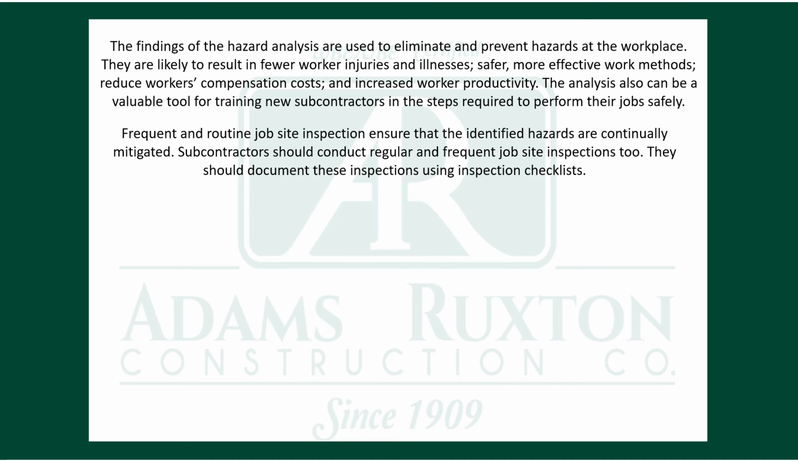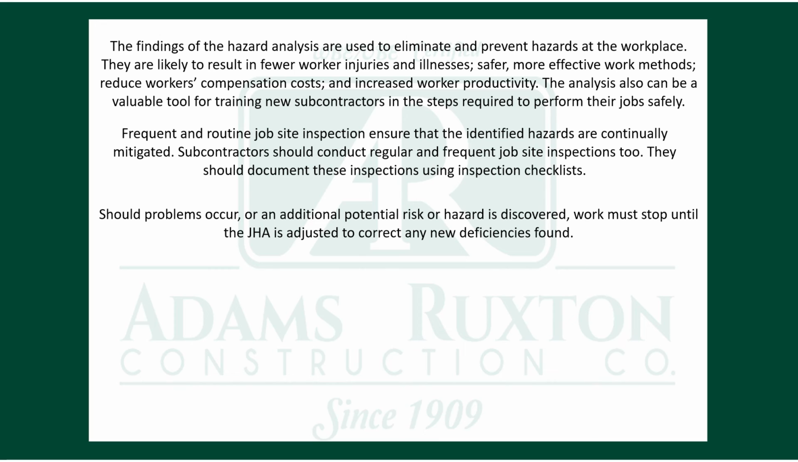Frequent and routine job site inspections ensure that the identified hazards are continually mitigated. Subcontractors should conduct regular and frequent job site inspections too. They should document these inspections using inspection checklists. Should problems occur or an additional potential risk or hazard is discovered, work must stop until the JHA is adjusted to correct any new deficiencies found.